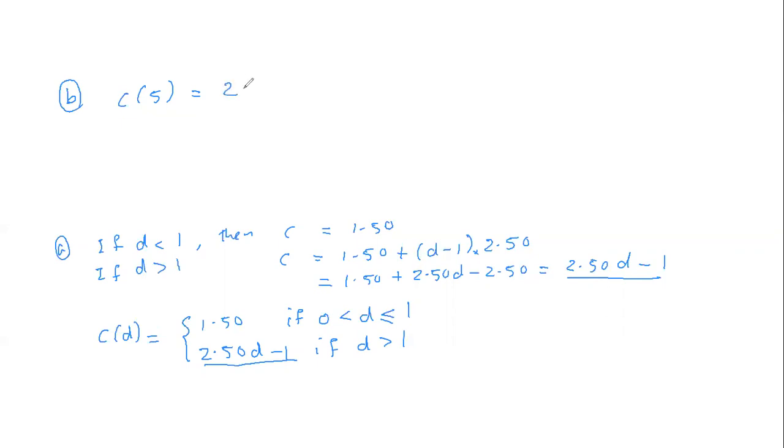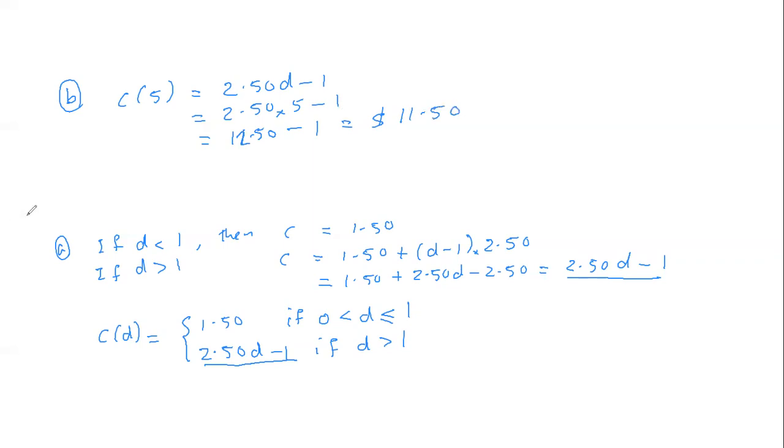So what we use is 250 times d minus 1, where d is 5. 250 times 5 minus 1 is 1250 minus 1, which is $11.50.